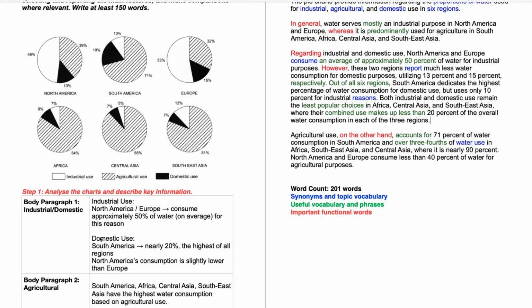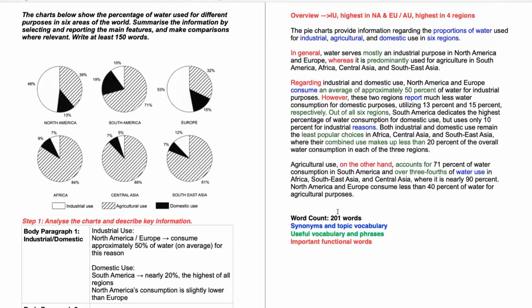So note that in my notes, I gave myself a guideline. And as I was writing, I looked and analyzed the pie charts for specific information like what we see here, less than 40%, or makes up less than 20%. You don't have to write all of these specific percentages in your notes. You can just give yourself sort of a map and then elaborate as you are writing it.